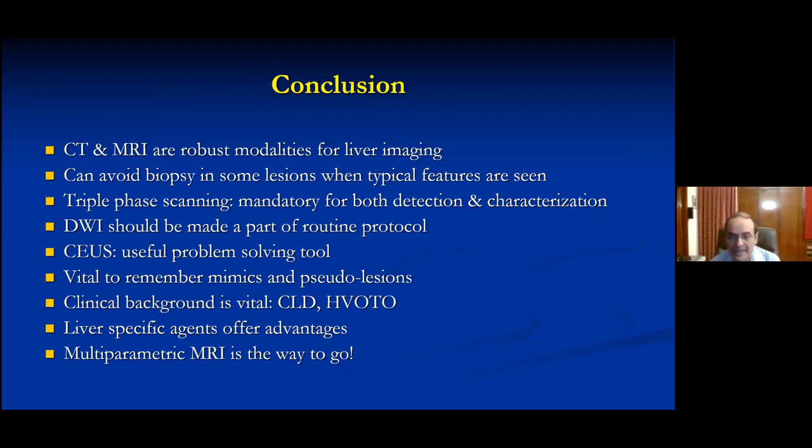It's vital to remember some imaging mimics, and I've shown you some of those. Very important to see the background liver and see the presence of chronic liver disease, because your index of suspicion is going to change completely. The one important message for the talk would be multi-parametric, contrast-enhanced MRI is the way to go for characterizing focal liver lesions. I thank you very much for your attention, and I'll be happy to take any questions.